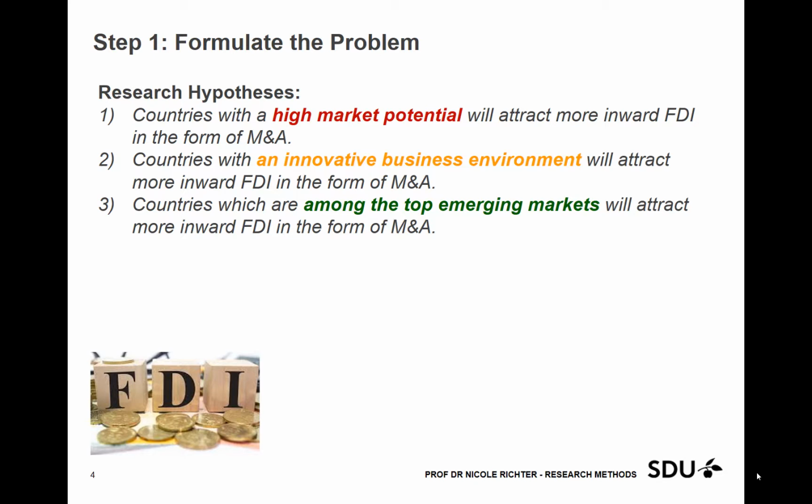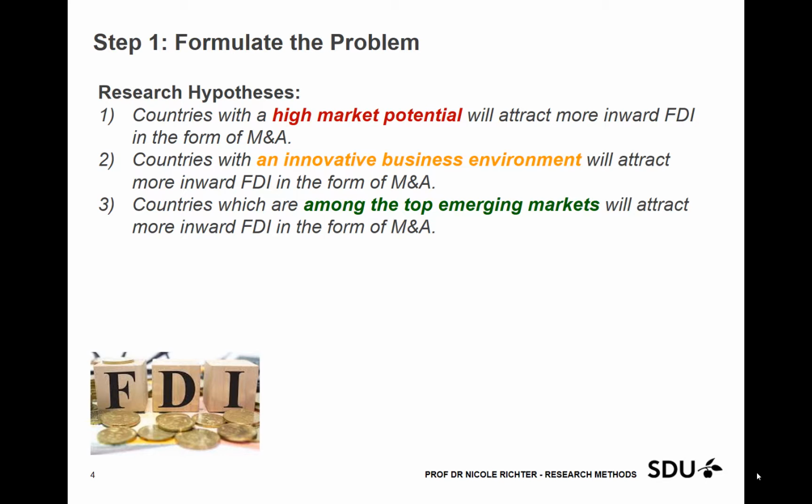In reference to our example on international markets, I have here 3 examples of research hypotheses which I just came up with rather quick and dirty. To give you an example. First is countries with a high market potential will attract more inward foreign direct investment in the form of mergers and acquisitions. So the idea is that in a country or a market which has a high market potential, there will be more foreign direct investment flows in the form of mergers and acquisitions.